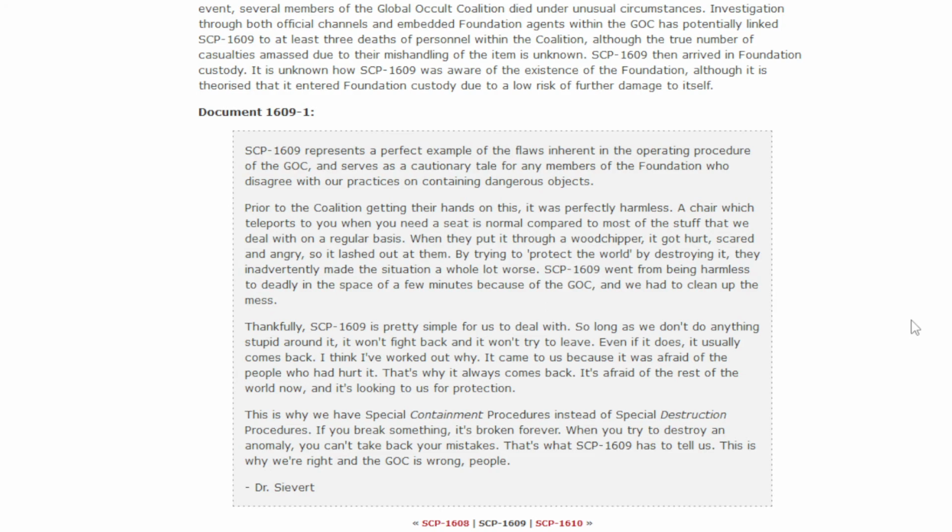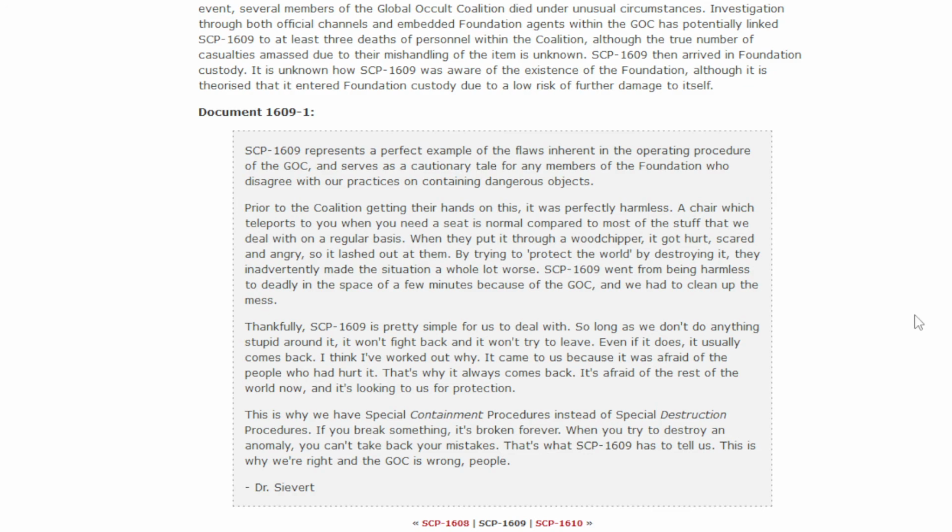1609 represents a perfect example of the flaws inherent in the operating procedure of the GOC, which serves as a cautionary tale for any members of the Foundation who disagree with our practices with containing dangerous objects. Prior to the Coalition getting their hands on this, it was perfectly harmless. A chair which teleports around when you need a seat is normal compared to most of the stuff that we deal with on a regular basis.